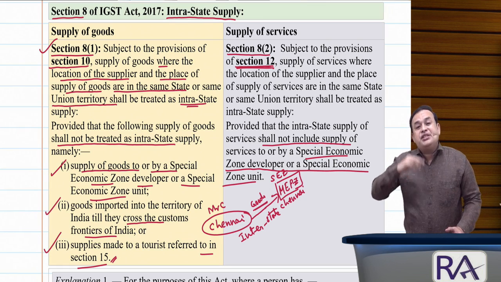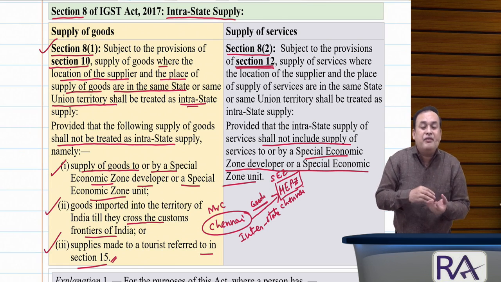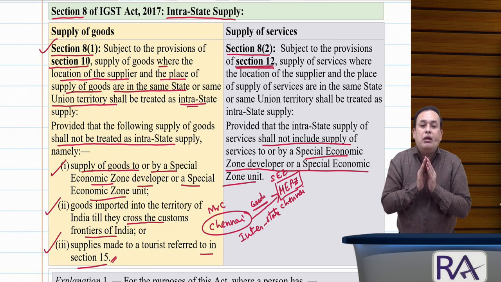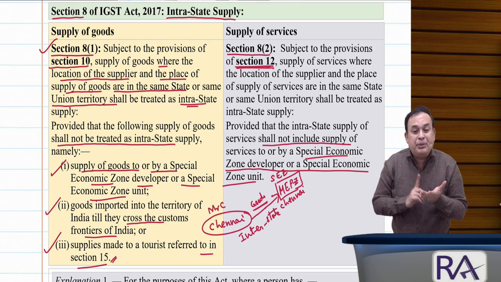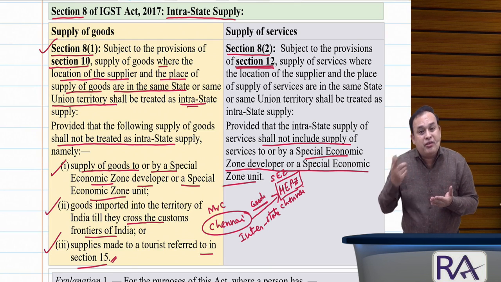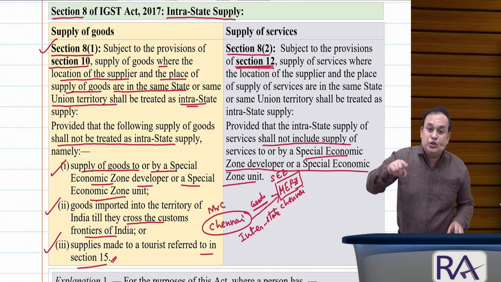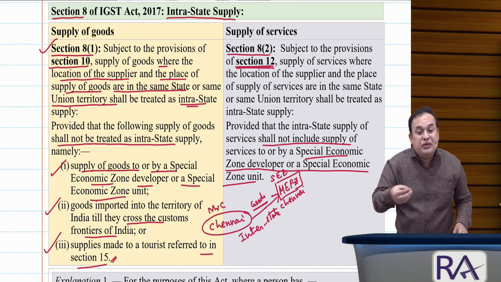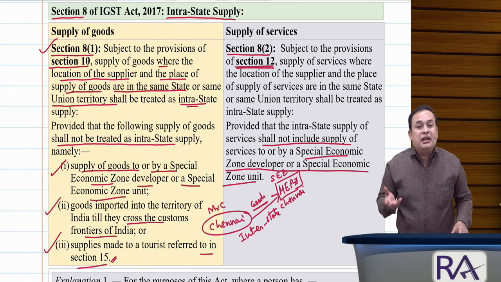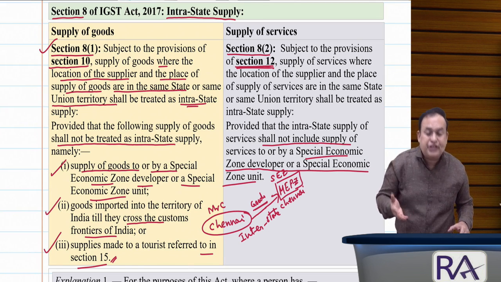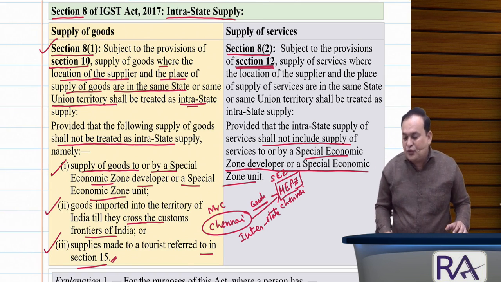IGST, location of supplier of service and the place of supply in the same state or within the same union territory, called intrastate supply of services, but does not include supply of services to special economic zone or to a developer of special economic zone, or by a special economic zone or developer of a special economic zone to a non-special economic zone within the state or within the union territory. Then location of supplier and place of supply, though they may be in the same state, it is not an intrastate supply. Got the clarity, my dear sir? This is what I referred so far, my dear sir, for kind consideration.